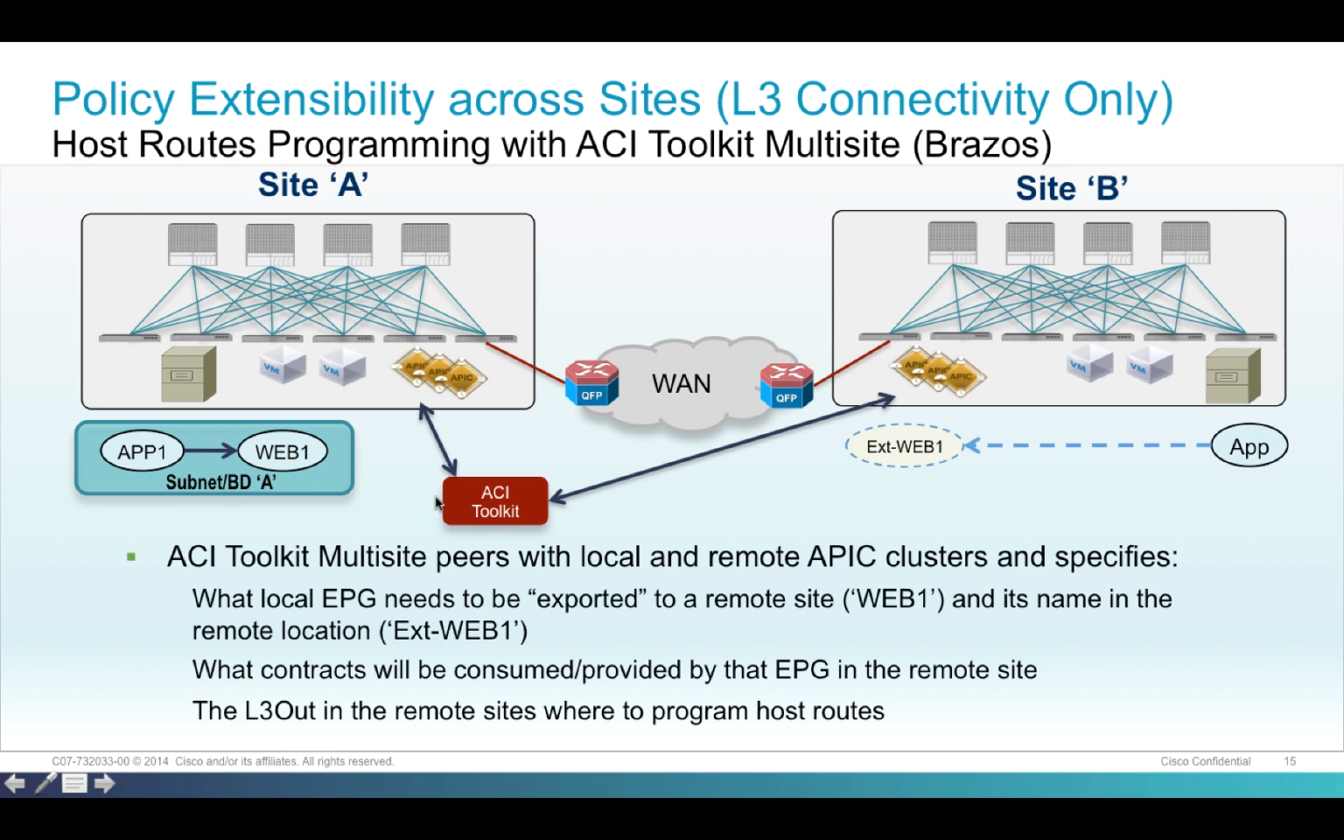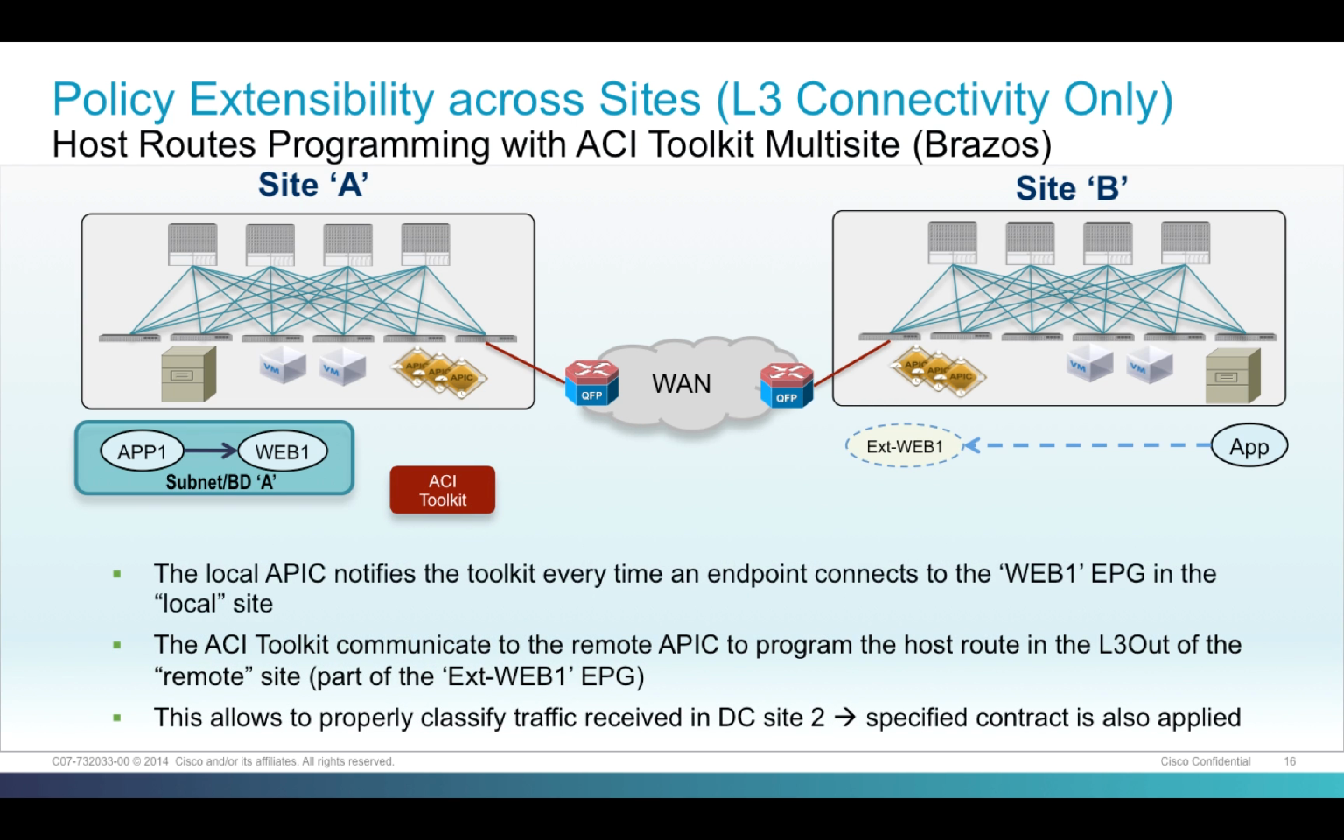What multisite does is allow you to register two data centers, a local and a remote data center. The ACI toolkit then registers for endpoint notifications on the local site, and based on those endpoint notifications, it will automatically program the layer 3 out on the other data center to allow that /32 classification. Let me show you how it looks practically.